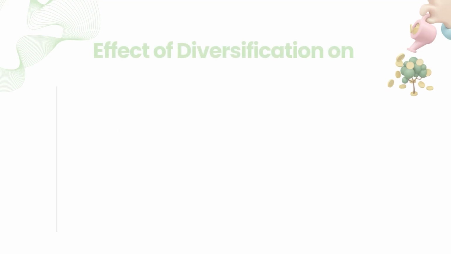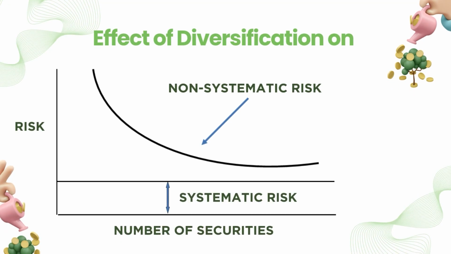Now the non-systematic risk is also known as diversifiable risk. That means this kind of risk can be eliminated. Now how do we eliminate it? As you can see on the graph, by adding a good number of securities in your portfolio. A portfolio is a bunch of securities held by an investor at a point of time.